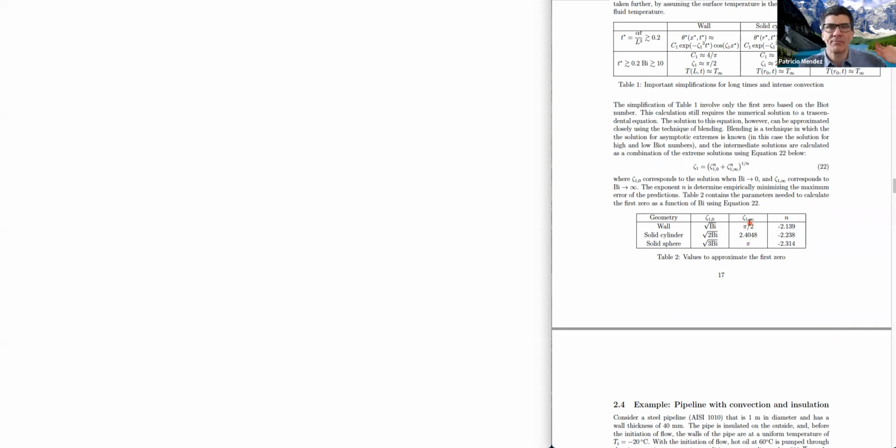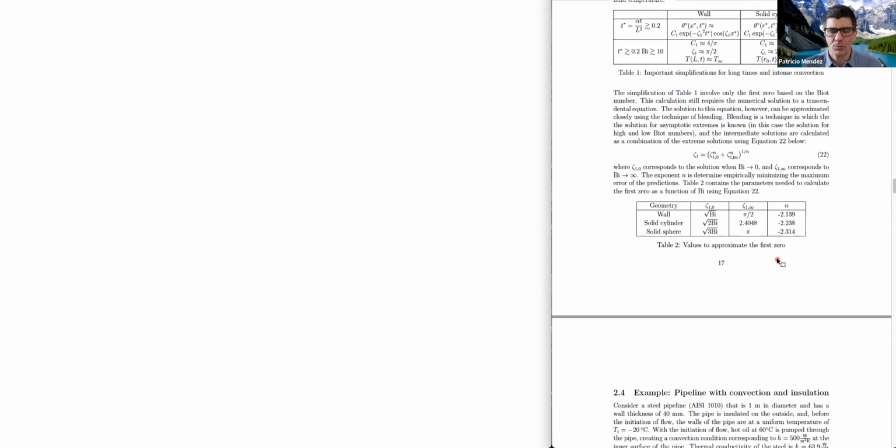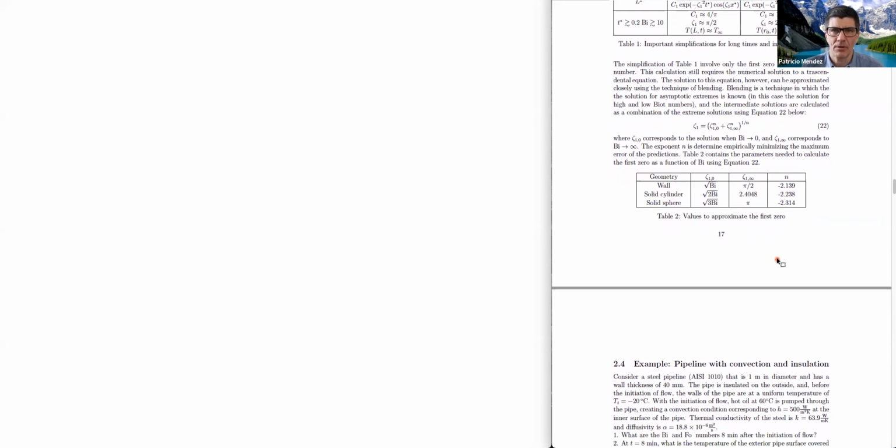When we are near the lump capacitance case, zeta 1 is square root of Bi, or square root of 2Bi, or square root of 3Bi, depending on whether it is the wall, the cylinder, or the sphere. We put this inside this formula, and we use this n number. This n number is determined in a way that it minimizes the worst possible error, and this worst possible error is never bigger than something of the order of a small percentage.